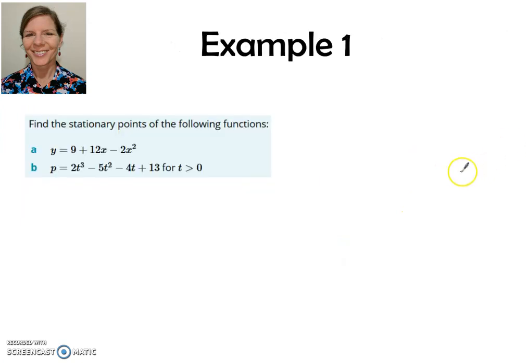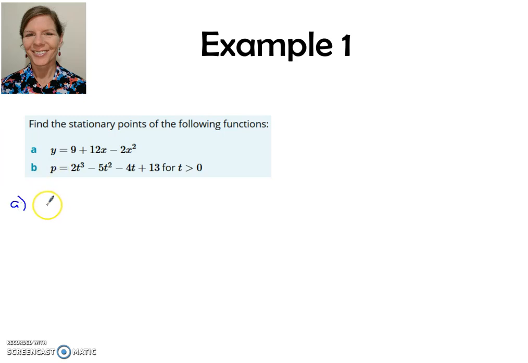Okay, so let's jump straight into a couple of examples. The first one, we've got finding stationary points for the following functions. This one's fairly straightforward, and then this one has a restriction that says t has to be greater than zero. So let's do the first one, and then we'll come back.